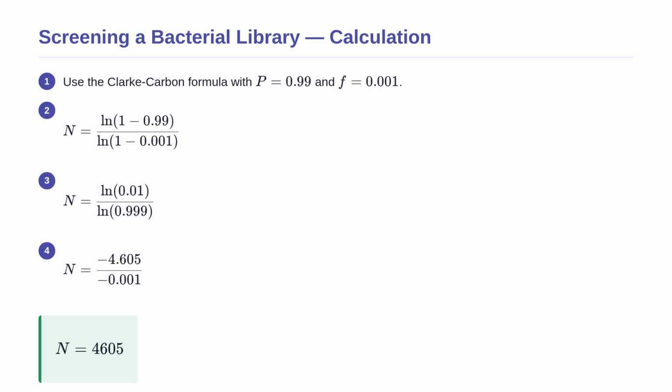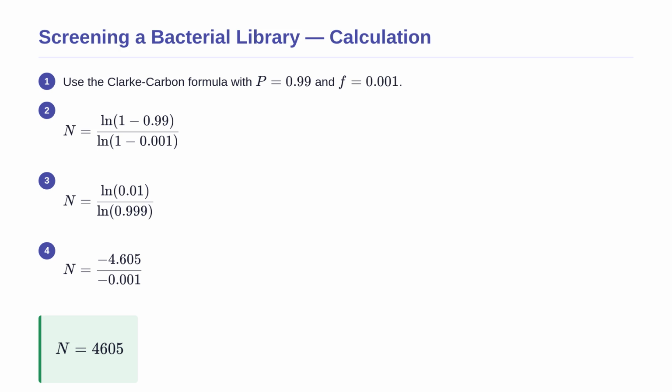With our fraction calculated, we can now determine the total number of colonies needed. We substitute our probability of 0.99 and our fraction of 0.001 into the Clark-Carbon formula. The numerator becomes the natural logarithm of 0.01, which represents our 1% margin of error. The denominator becomes the natural logarithm of 0.999, representing the probability that a single clone does not contain our gene.